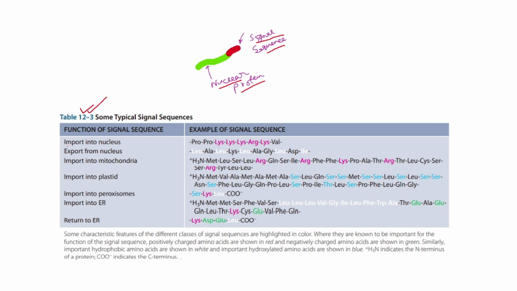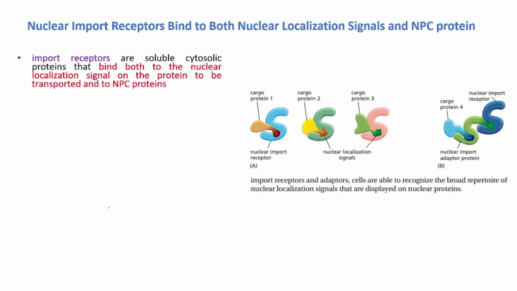For example, if there is a protein which needs to be imported into the nucleus, then its signal sequence must have this sequence of amino acids. As you can see, it must be rich in lysine and arginine. Likewise, you have several other signal sequences. For example, these are the signal sequences for mitochondria, plastid, peroxisome, and endoplasmic reticulum. So depending on which organelle the protein needs to be transported into, there are several types of signal sequences.